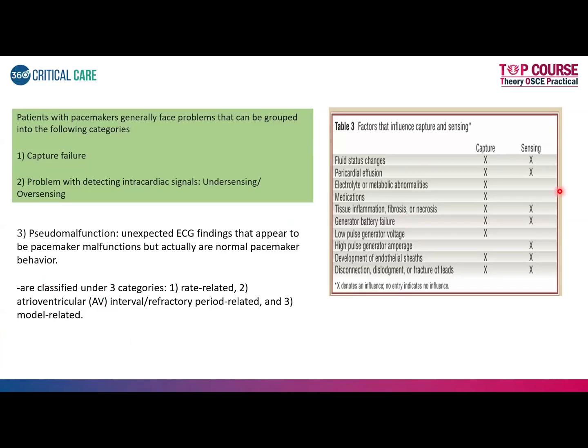So, factors which influence the capture and the sensing could be fluid status changes, pericardial effusion, electrolytes, medications, battery failure, low generator voltage or high pulse generator amperage, development of endothelial sheaths, any kind of dislodgement, disconnection, or fracture. So, these things will cause any kind of output failure as well.